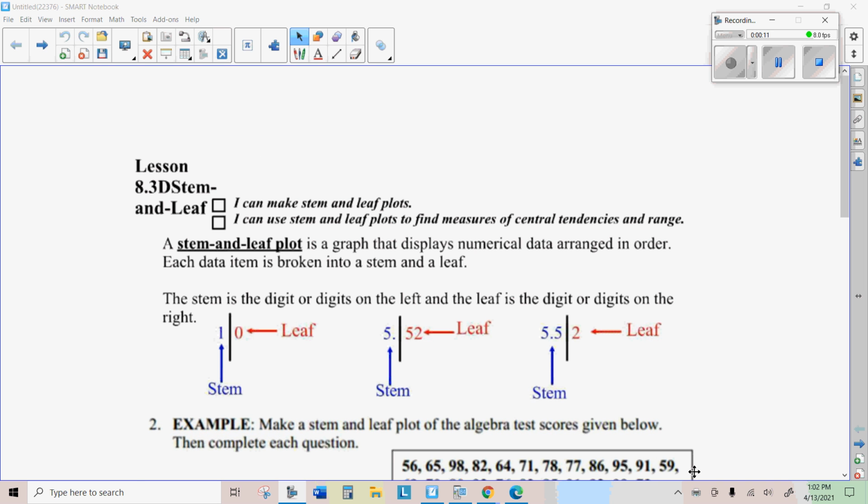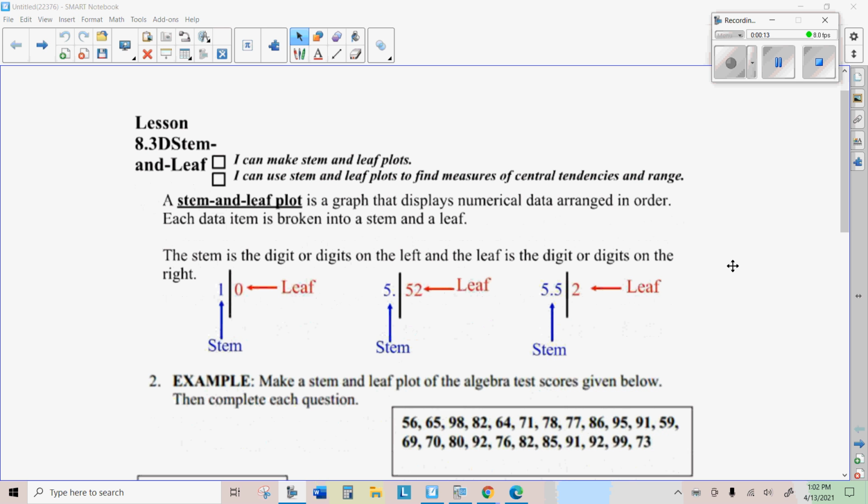Today we're going to learn how to do stem and leaf plots. A stem and leaf plot is a lot like a histogram, it's just that it kind of goes the other way. It's a way of organizing data so that you don't really have to write down all of the data. It's kind of slick.